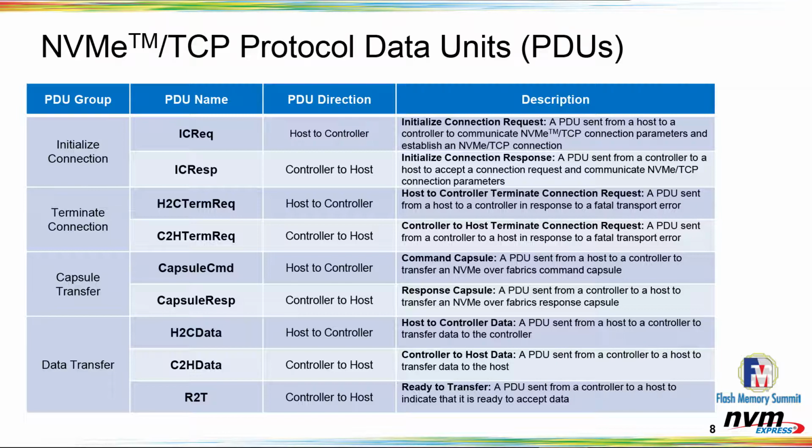And then we have the data transfer related PDUs, where one is the host to controller data PDU, which is a PDU that consists of user data payload from the host to the controller. When the host wants to read data, the controller will send it controller to host data PDUs. And we have one special type of PDU called an R2T, or ready to transfer, which is the NVMe TCP credit mechanism that gives the controller the ability to control the amount of incast that it sees from the host side.